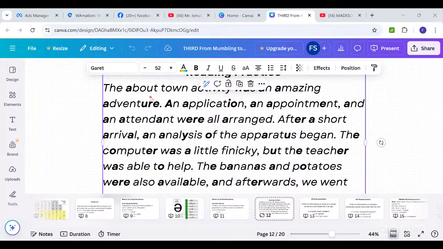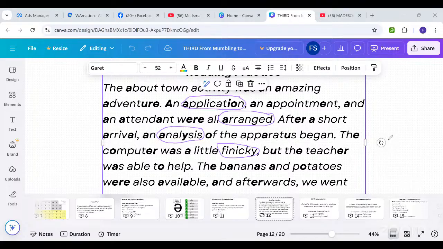The about an activity was an amazing adventure. An application, an appointment, and an attendance were all arranged. After Richard's arrival, an analysis of the apparatus began. The computer was a little finicky, but the teacher was able to help. The bananas and the potatoes were also available, and afterwards we went away.